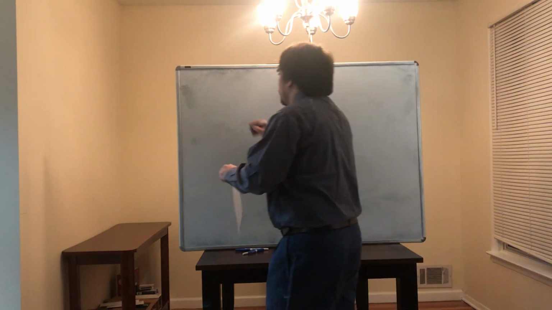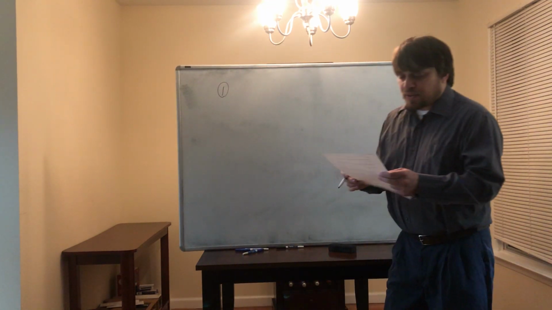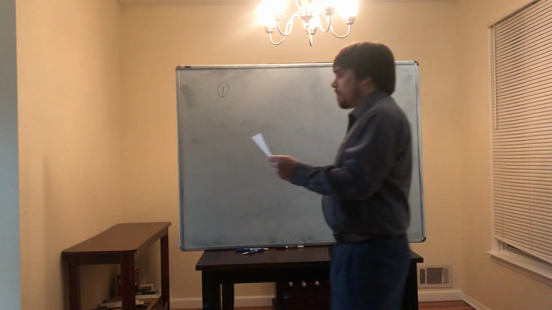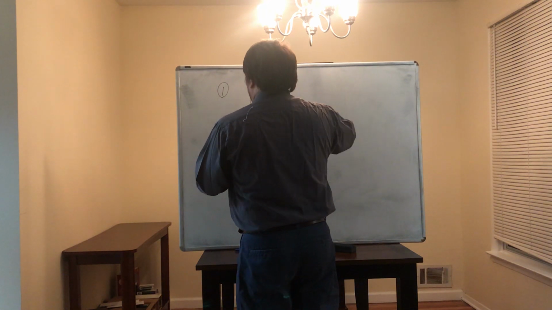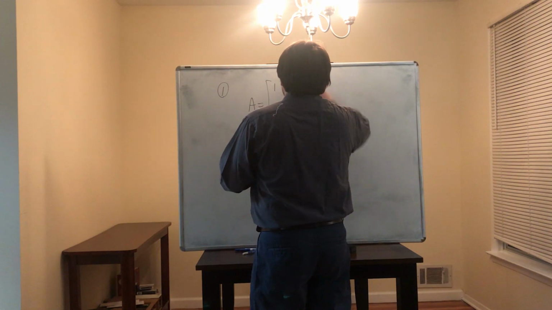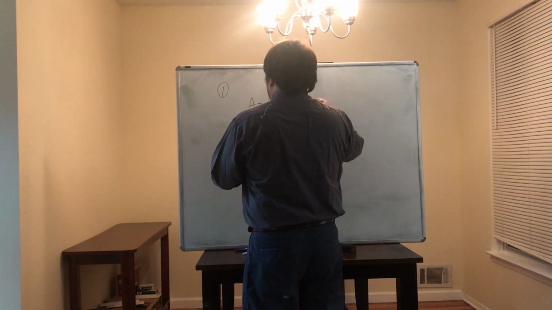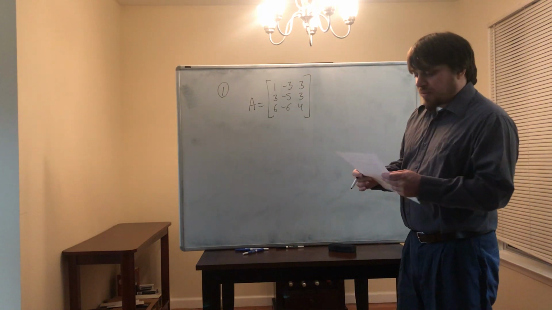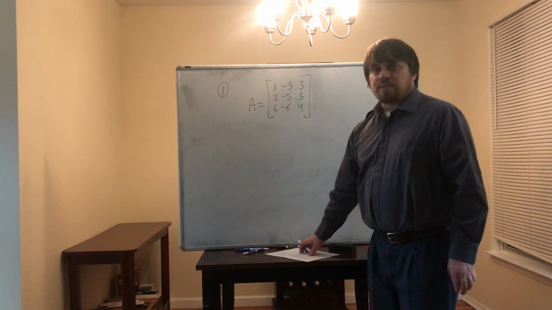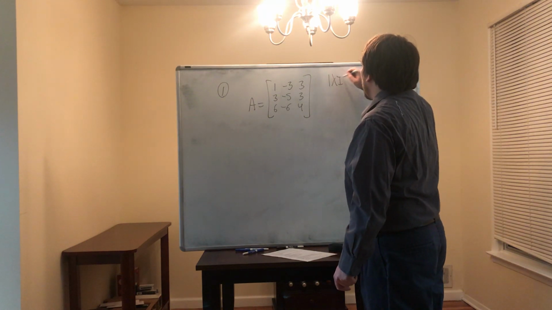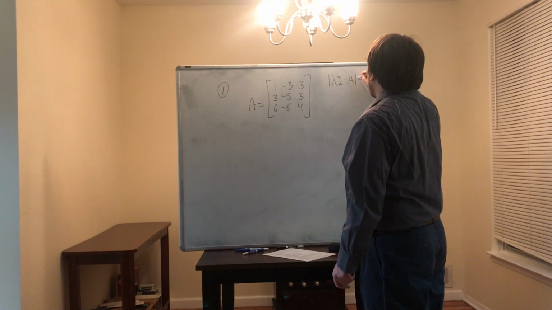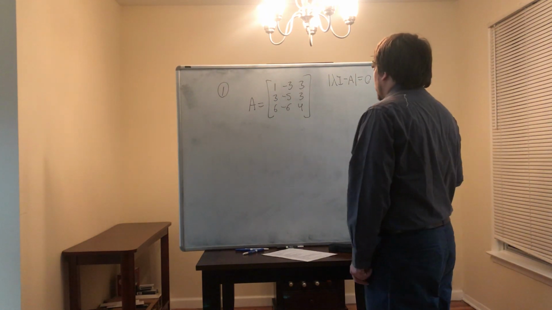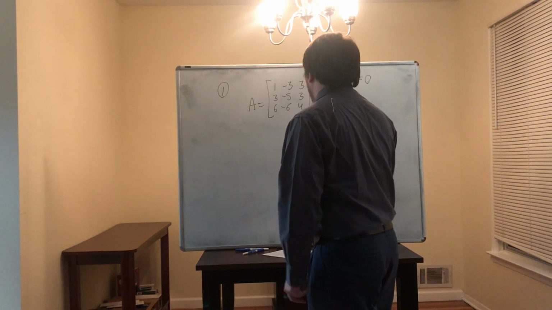So the first problem on the test is to find the characteristic equation, the eigenvalues, and bases for the eigenspaces of the matrix. Here the matrix is the matrix A, which is this matrix. You want to find the characteristic equation of that matrix, and you get it from the equation determinant of lambda I minus A is equal to 0. So you want to express that equation in a simple way.